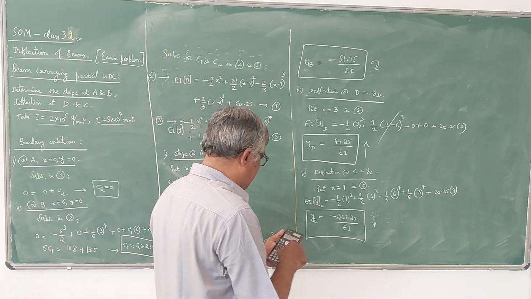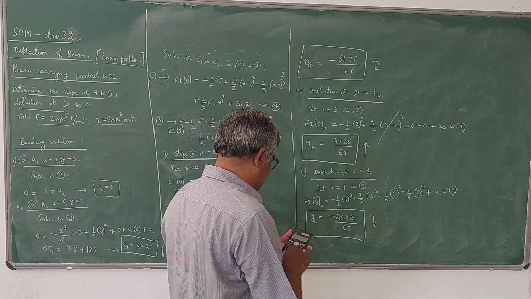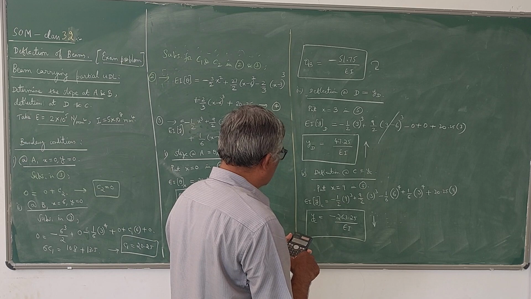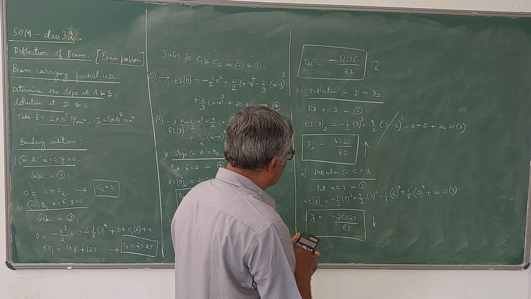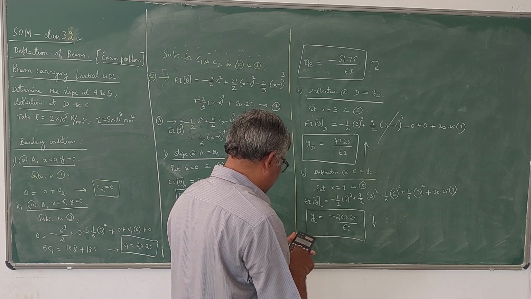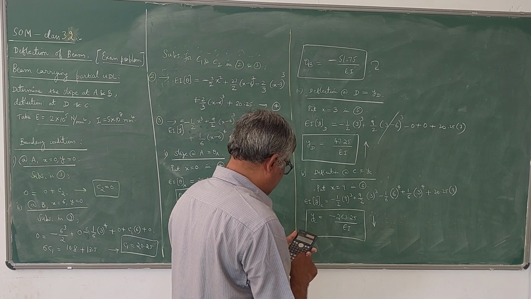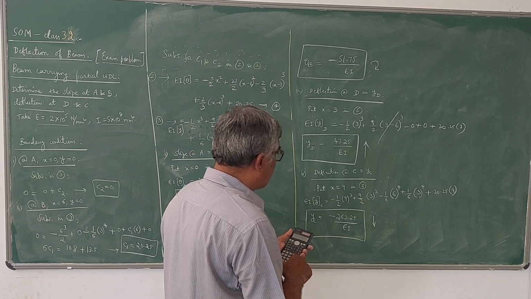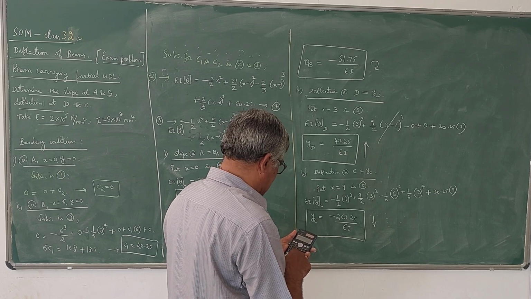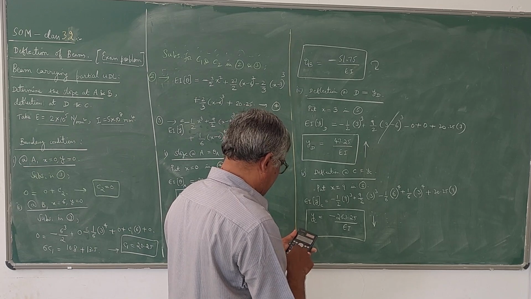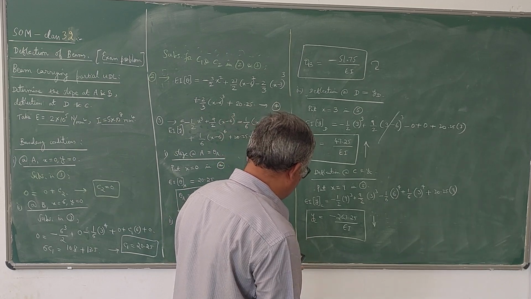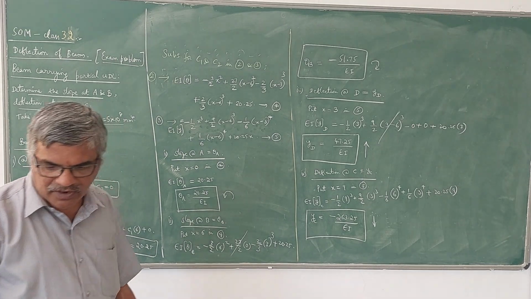Once again I will check this value: minus 9 cube, plus 9 into, that is 4.5 into 27, 3 cube, then minus 216, plus 81 divided by 6, plus 20.25 into 9. So minus 263.25 divided by EI. These are the values we got.